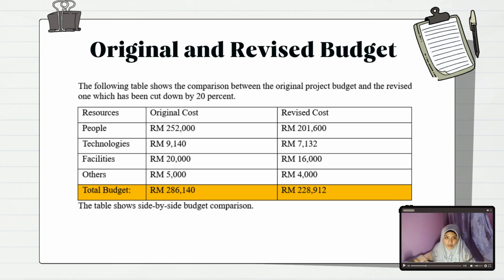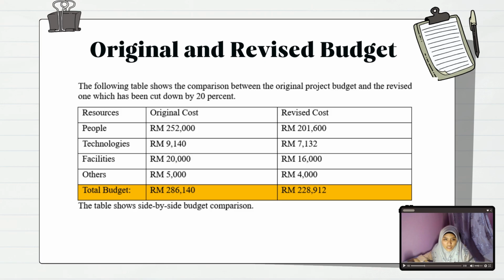Original and revised budget. The following table shows the comparison between the original project budget and the revised one, which has been cut down by 20%. For people resources, the original cost is 250,100,000 ringgit, and the revised cost is 201,600 ringgit. For the technology resources, the original cost is 9,140 ringgit, while the revised cost is 7,132 ringgit.